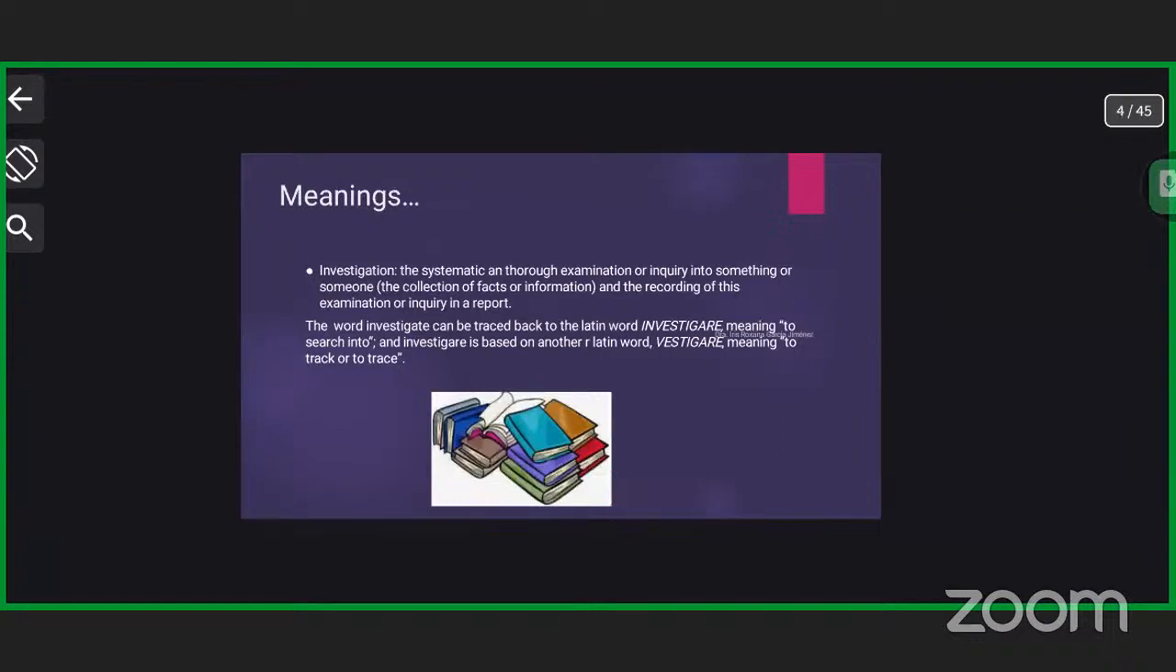So when we talk about an investigation, we have to consider this: the systematic and thorough examination or inquiry into something or someone, the collection of facts or information, and the recording of this examination or inquiry in a report.